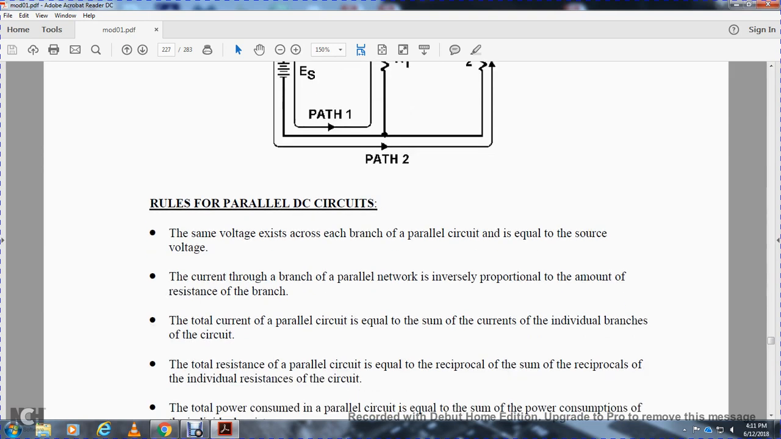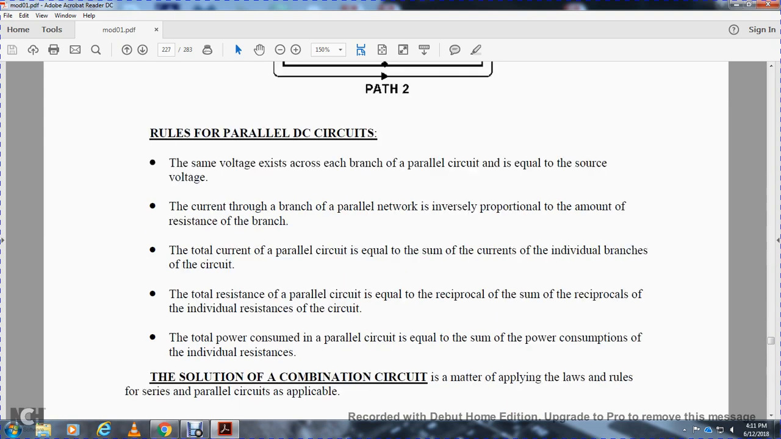The total current of the parallel circuit is equal to the sum of the currents in the individual branches of the circuit. The total resistance of the parallel circuit is equal to the reciprocal of the sum of the reciprocals of the individual resistances of the circuit. The total power consumed by the parallel circuit is equal to the sum of the power consumption of the individual resistances.